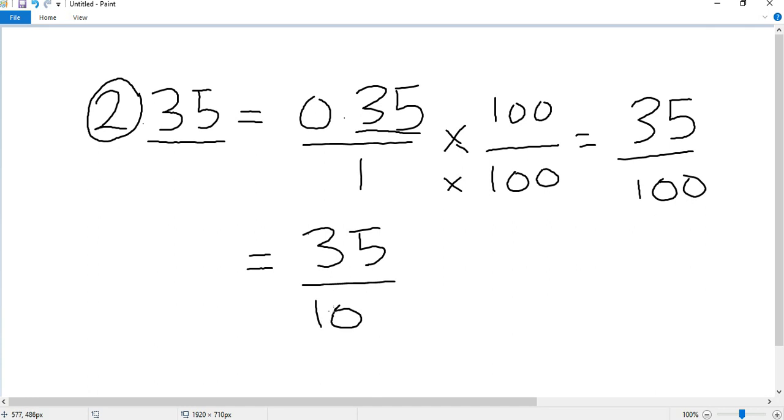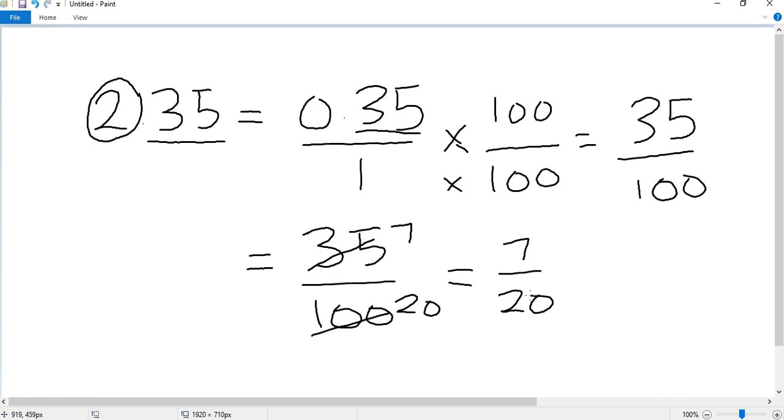Yes, we can. Now we can use the number 5, right? Because 35 and 100 are divisible by 5. So how many times does 5 go into 35? 7 times, right? 7 times 5 is 35. And how many times does 5 go into 100? 20 times, right? Because 20 times 5 is 100. So the simplified fraction here is 7 over 20.